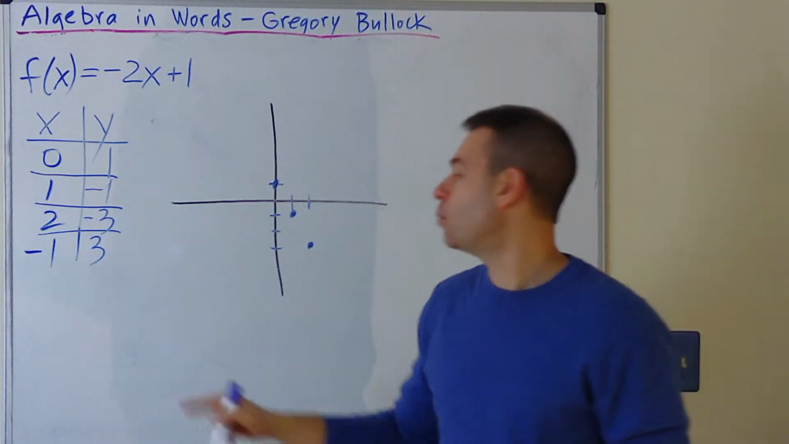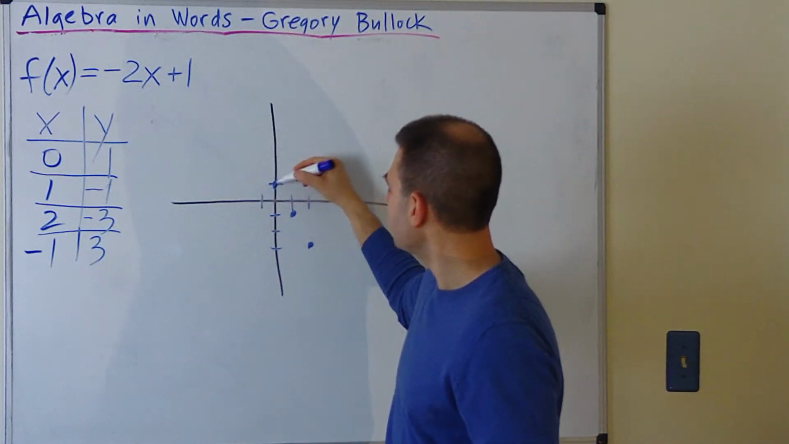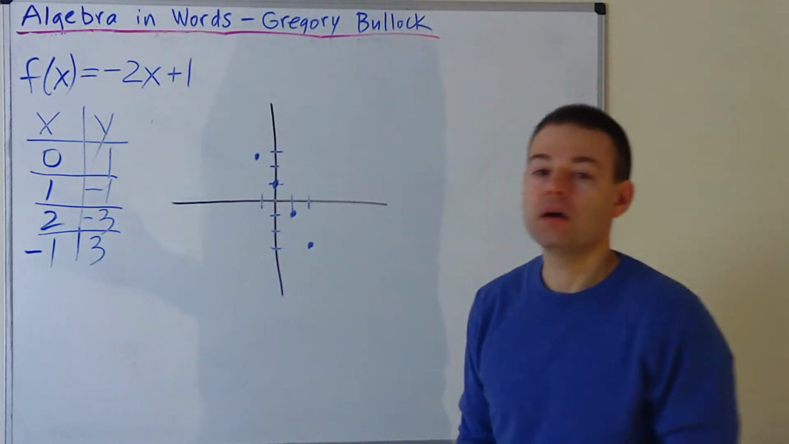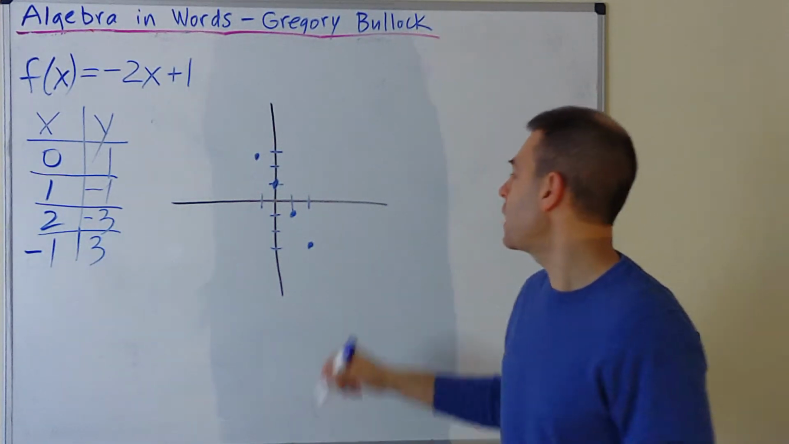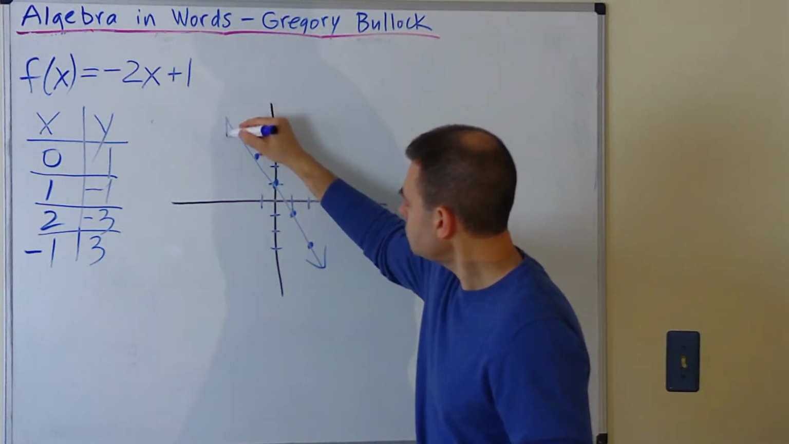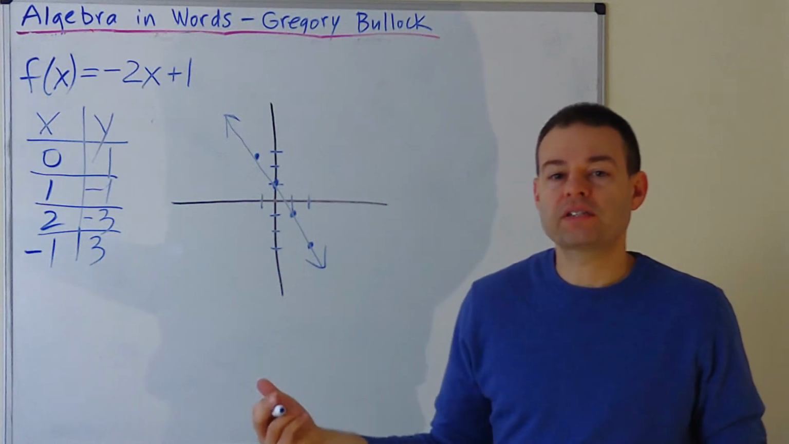And then (-1, 3). Negative 1 and up 3. 1, 2, 3. Okay, and those points all fall in line, so that all makes sense. Draw the line through. So we just graphed the function given. So that's how you do those problems.